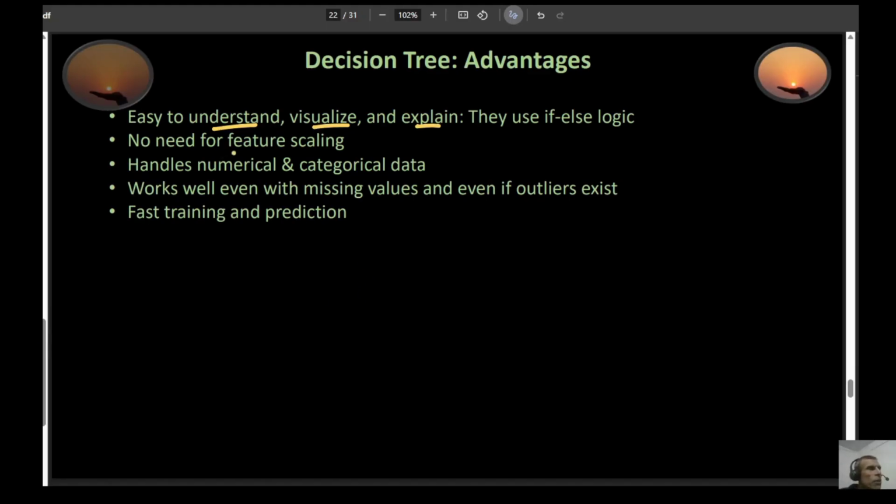Also, we did not do any feature scaling in decision tree. So that's another advantage of this. It can handle both numerical and categorical data. We also saw that. And it works well if you have missing values, and even if outliers exist, they do not disturb your tree much. And they do have a fast training time and prediction time.